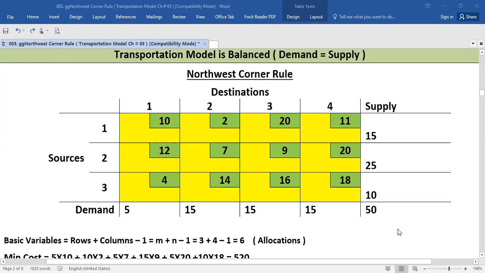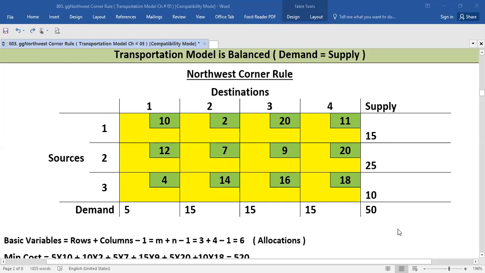So before solving NWCR, you will check two things. First one, we will check whether the model is balanced or not. Yes, of course, the model is balanced. Both demand and supply have equal totals. This is the first requirement for solving any transportation model.